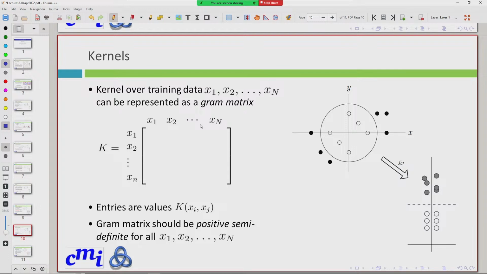So, if your training data set was x1 to xn, then you can write down this matrix, which is called the Gram matrix, where in this coordinate it would be the kernel function between xi and xj. Right.